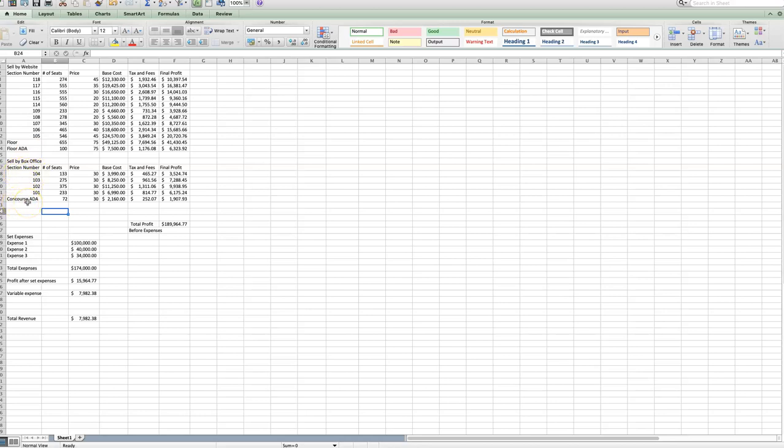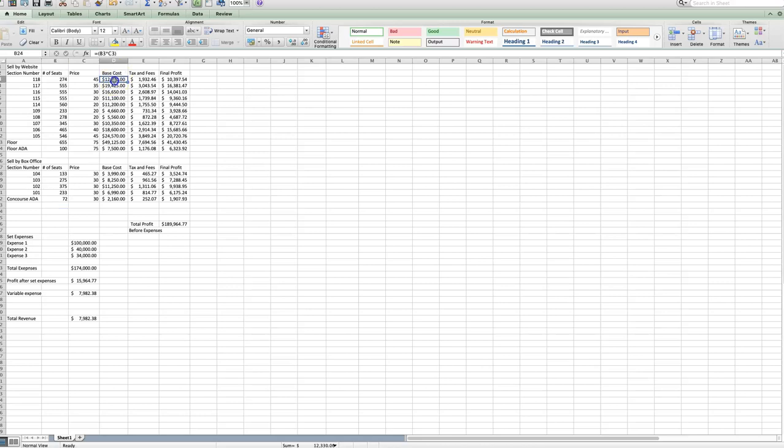You can set this up however you want to. You do not have to do it this way, but this is just my example. Here is the number of seats available, number of seats available. Right here is the price I am charging. So all the seats in section 118 is going to be $45. Concourse ADA, there's 72 seats for $30 each. Column D right here, this is my base cost. This is how much I would make before taxes and fees.